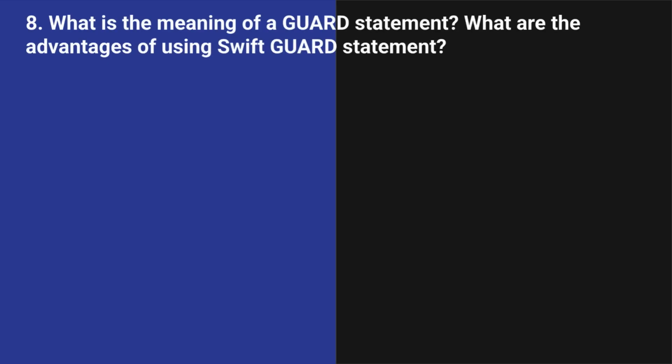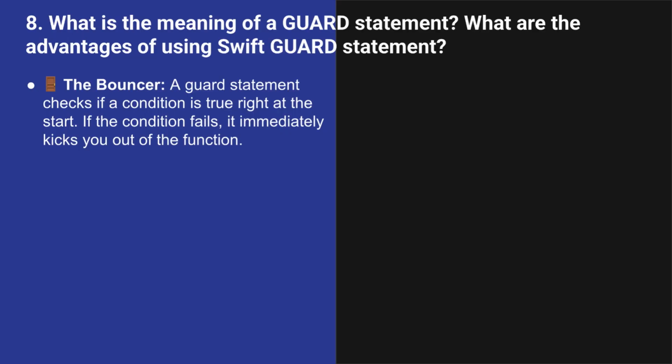Moving on to question number 8. What is the meaning of a guard statement, and what are the advantages of using the Swift guard statement? To understand the meaning, think of the guard statement as the bouncer of your function. It checks if a condition is true right at the very start. If that condition fails, it immediately kicks you out of the function.